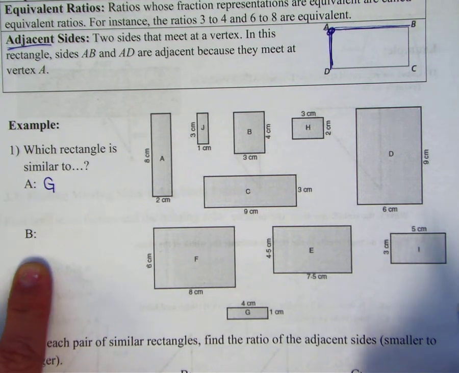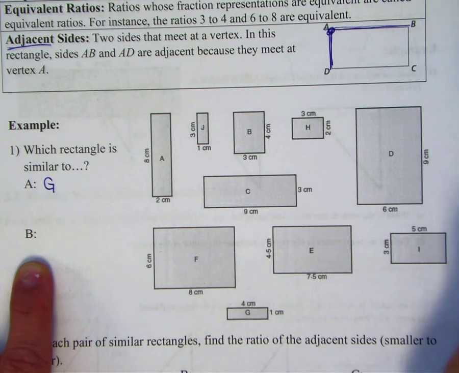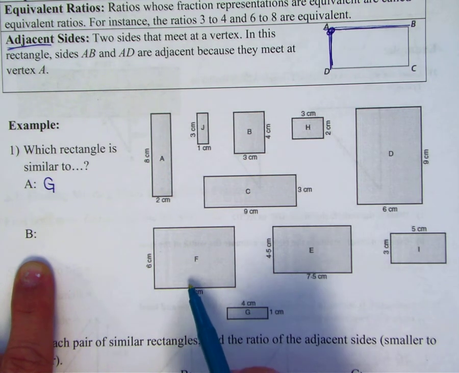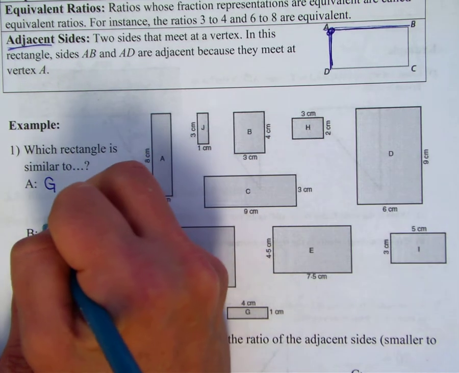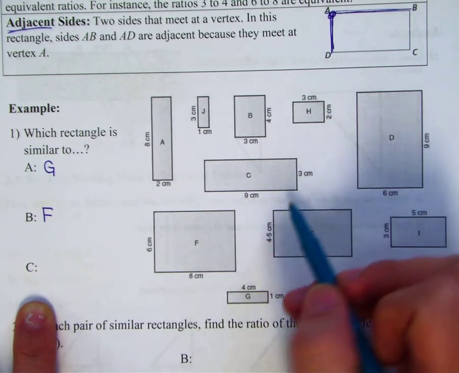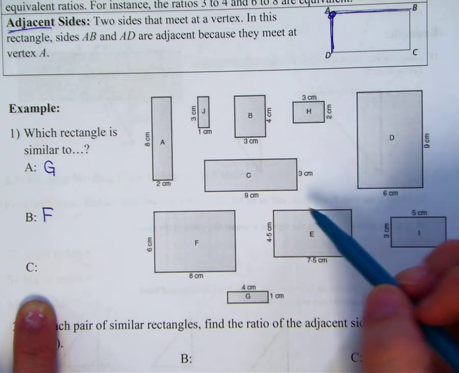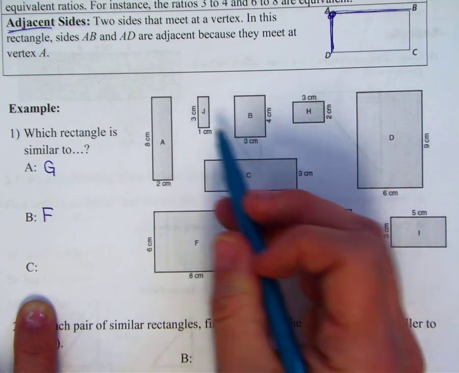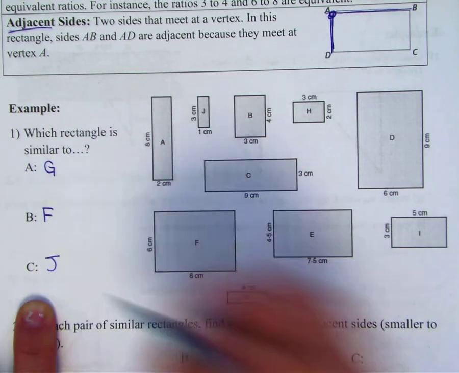Now B. B is 3 and 4. It's almost like a square, so I want to find some that are a little closer together. As I look around, I notice F. From B to F, it goes from 3 to 6 and 4 to 8. That's double both of those. So B would be similar to F. And then C. The sides are 3 and 9, a skinnier one. I notice J. From C to J, it goes from 9 to 3, dividing by 3, and 3 to 1 is also dividing by 3. So C and J are also similar to one another.